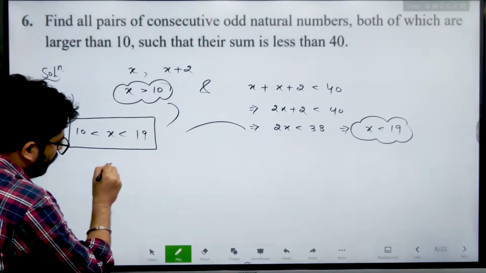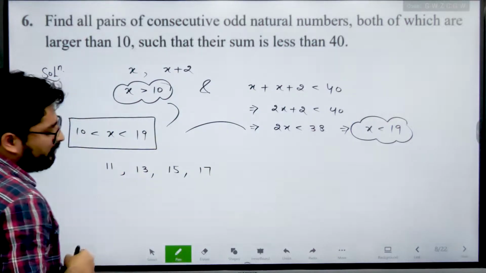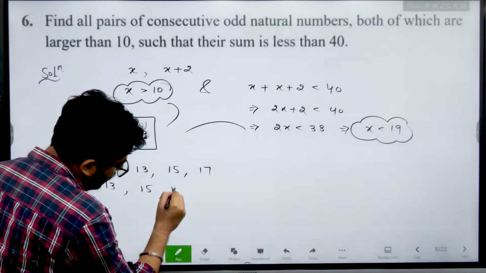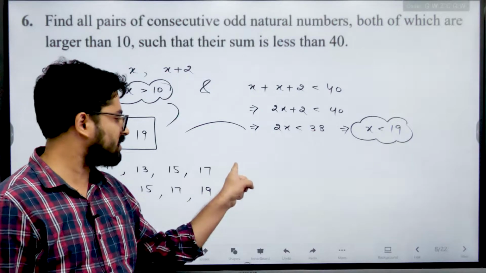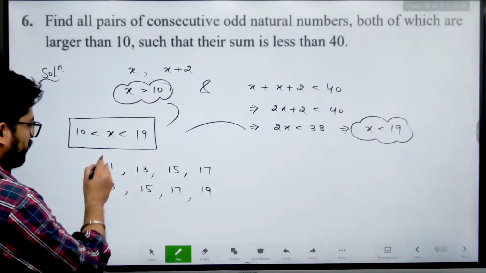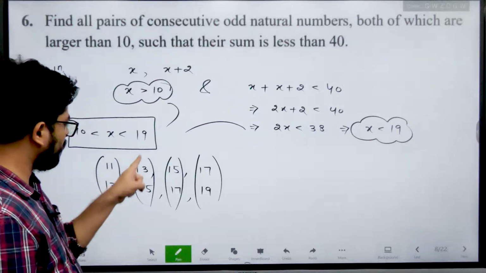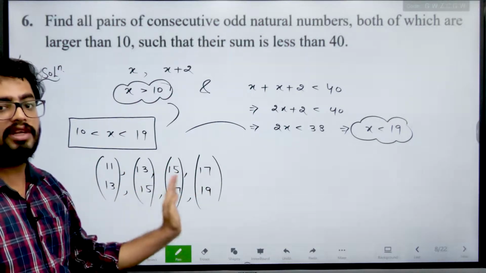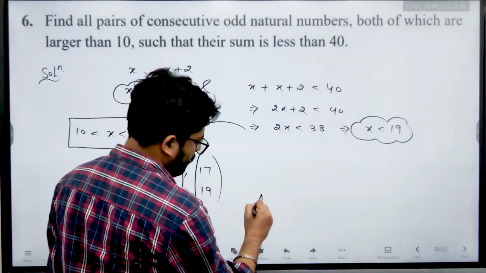X is an odd natural number, so 11, 13, 15 and 17. If x is 11, then x plus 2 is 13, that's 15, that's 17 and that's 19. You cannot take 19, otherwise 19 and 21, that's 40, which is not less than 40. So you have these pairs: 11, 13; 13, 15; 15, 17; 17, 19. Consecutive odd natural numbers where both numbers are greater than 10 and their sum is less than 40. So this is your final answer.